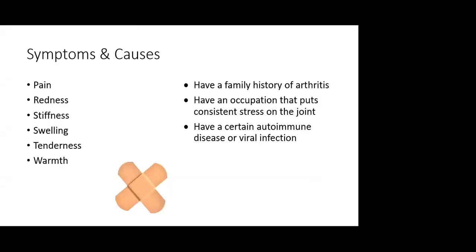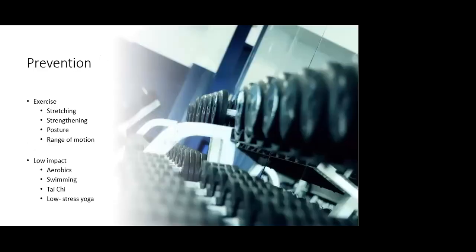Symptoms and causes. Symptoms can be different between the types of arthritis. They can include pain, redness, stiffness, swelling, tenderness, and warmth. The exact cause of arthritis is unknown, but those who may develop arthritis could be those who either have a family history of arthritis, have an occupation that puts consistent stress on the joint, or have a certain autoimmune disease or viral infection.